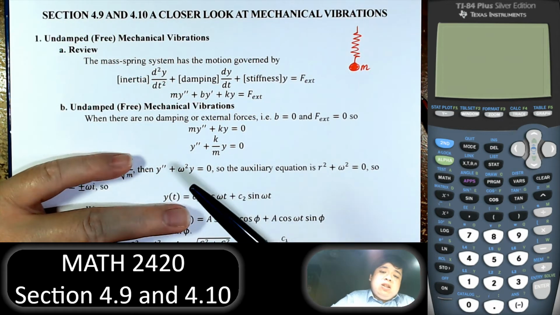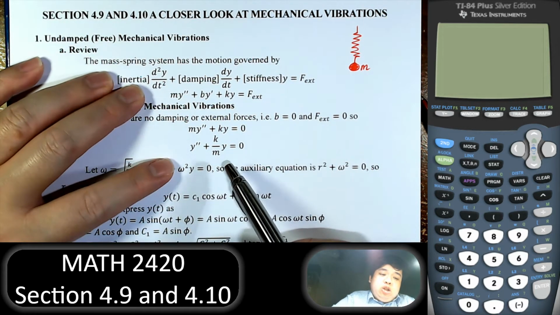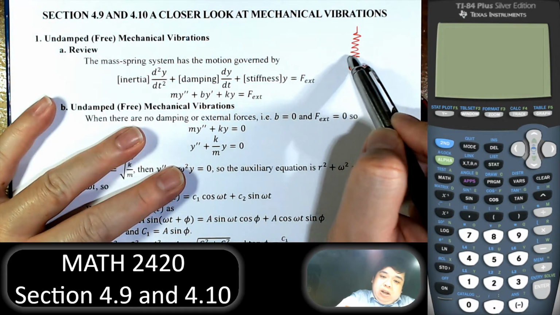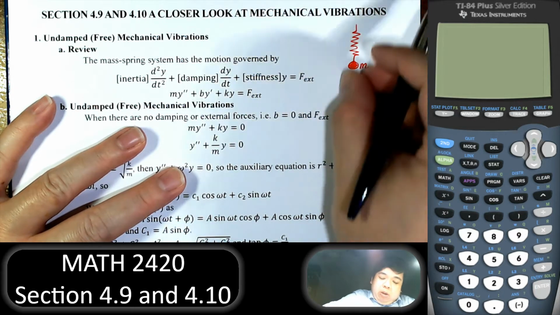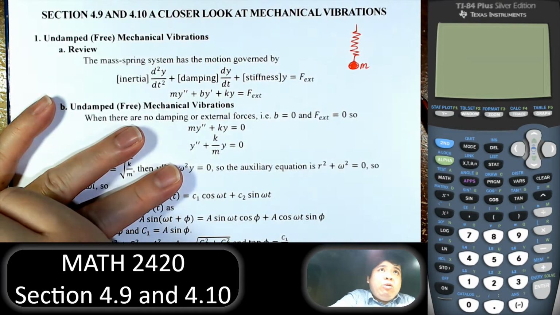So what we have is a mass spring system. That means a spring and then a mass. If we pull it down, it will vibrate. So what will affect it?